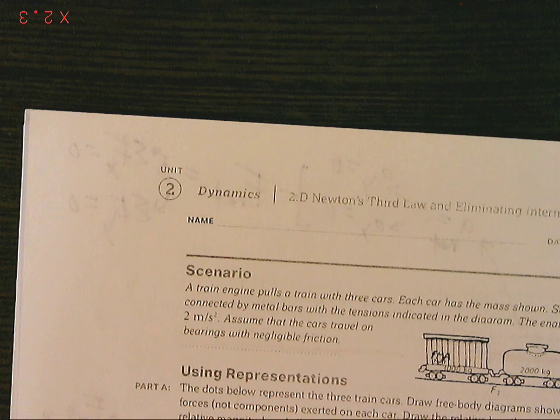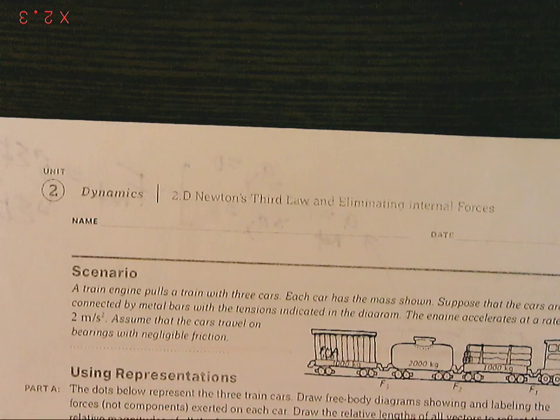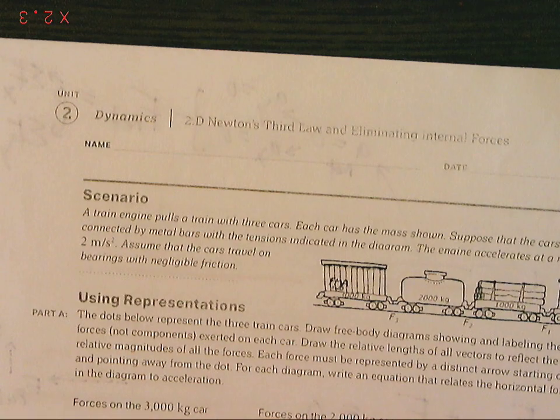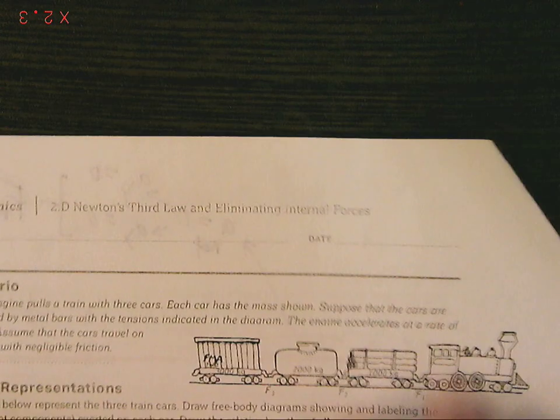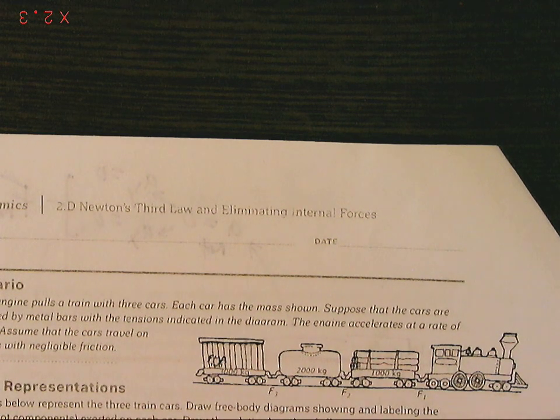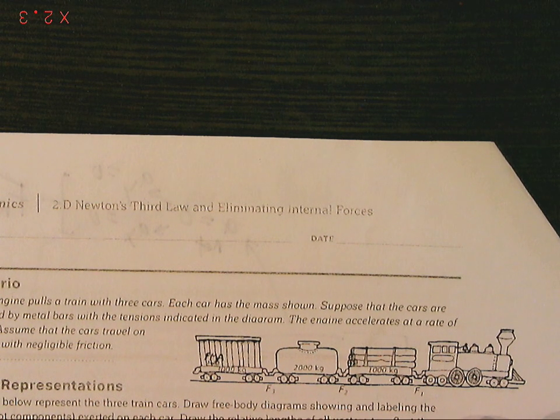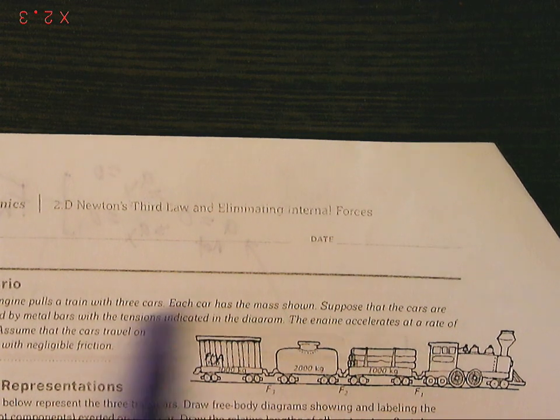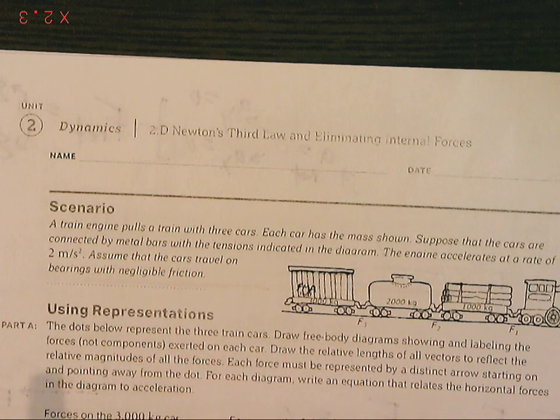Fourth video in this series, 2D, Newton's third law and eliminating internal forces. So we do have this cool choo-choo train that's pulling along 3 carts, 1, 2, and 3. And each cart has a different mass, 1,000, 2,000, and 3,000. The entire train is accelerating at 2 meters per second squared.